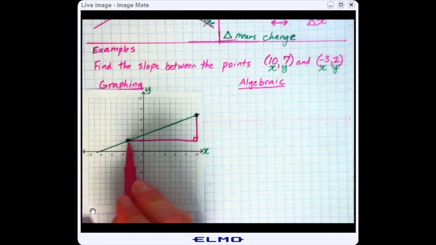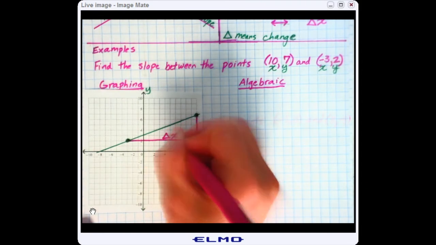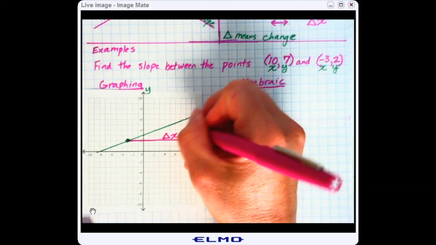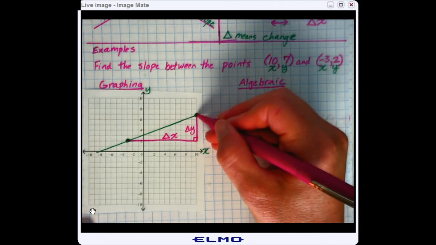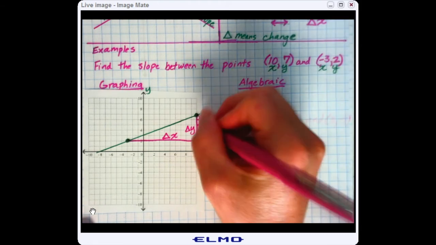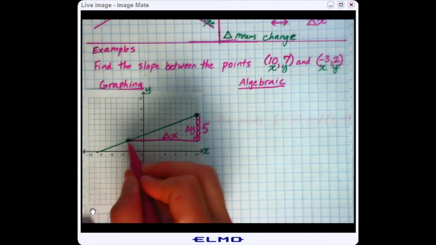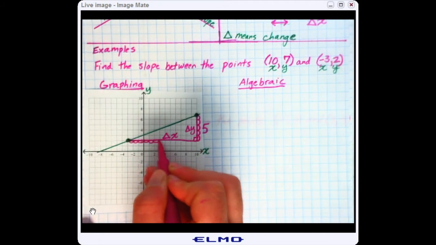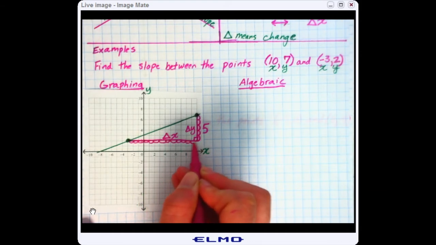Okay, and this change here horizontally, this is my change in x. It's my horizontal change, and this vertical change, this is my change in y. So all I need to do is see how far apart those are. I see this is 1, 2, 3, 4, 5. So I have a vertical change of 5. And then I do the same thing horizontally. I see I'm going 1, 2, 3, 4, 5, 6, 7, 8, 9, 10, 11, 12, 13.